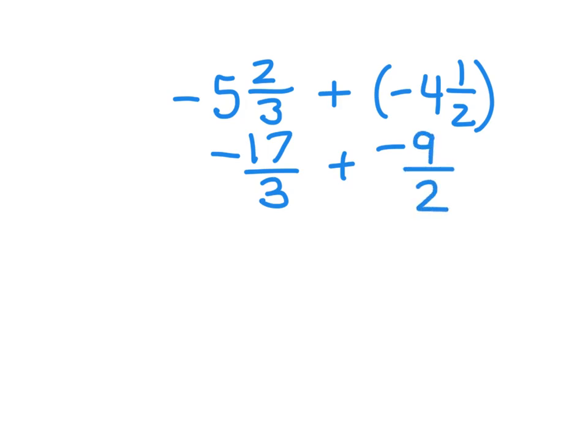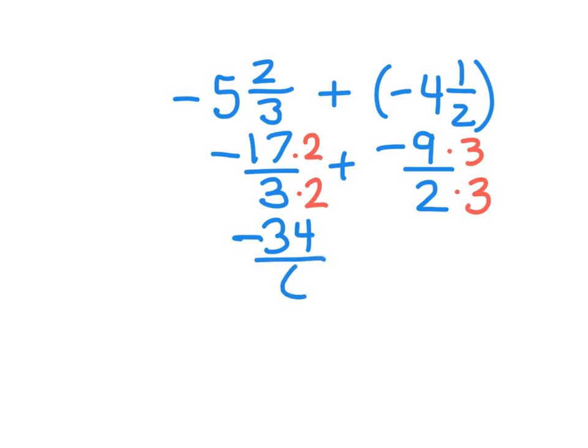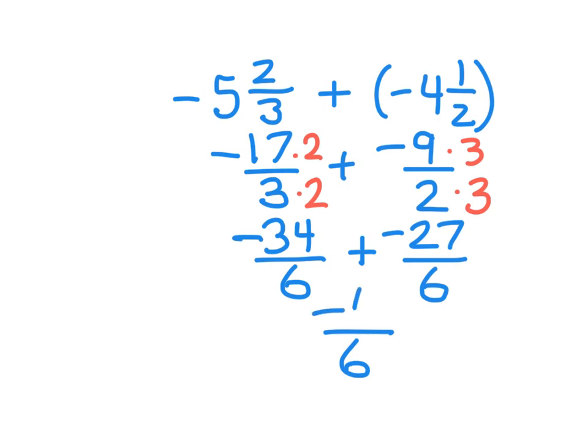Common denominator that we need to get is 6. So multiply the first fraction by 2 and by 2, the second by 3 and by 3. The equivalent fractions we get are negative 34/6 and negative 27/6. Now let's add them together. Negative 34 plus negative 27 for the numerators, same sign, add and keep. So that's negative 61. So this is negative 61/6.